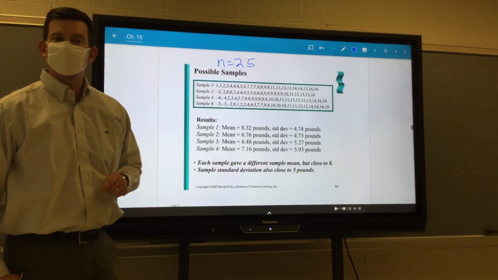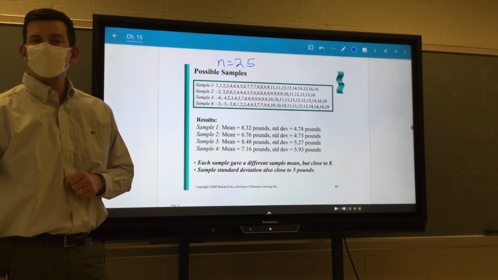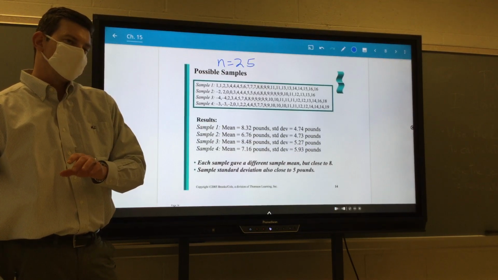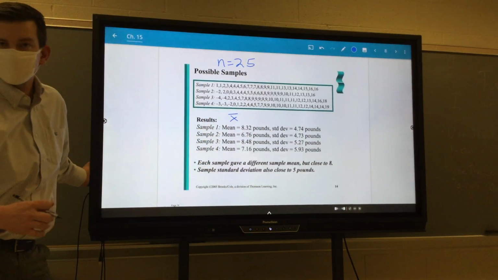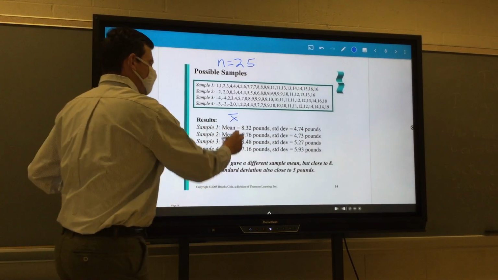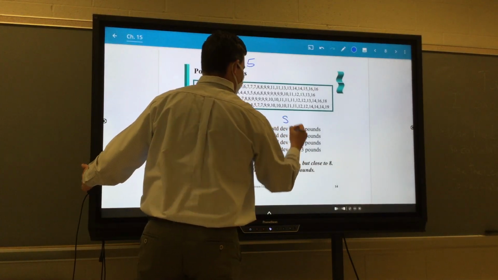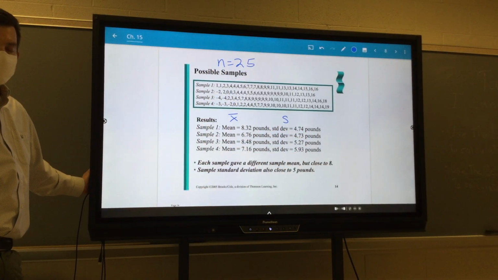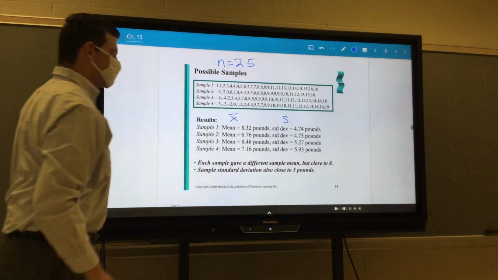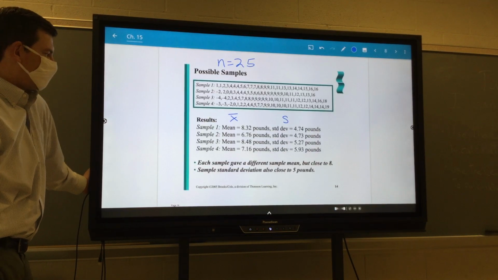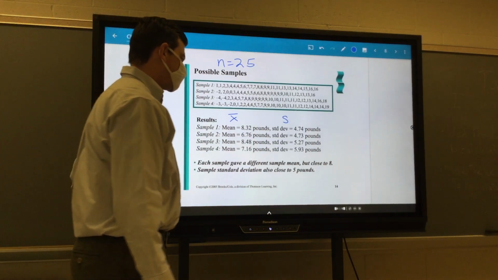So a little bit above the population's value. The standard deviation, 4.74, okay, slightly below that population's standard deviation. These are statistics. They are sample values, sample means, x bar 1, x bar 2, 3, and 4. And these are sample standard deviations, s1, s2, s3, s4. Okay? Each sample gave a different sample mean. They're all pretty close to 8. And the sample standard deviations are all pretty close to 5.